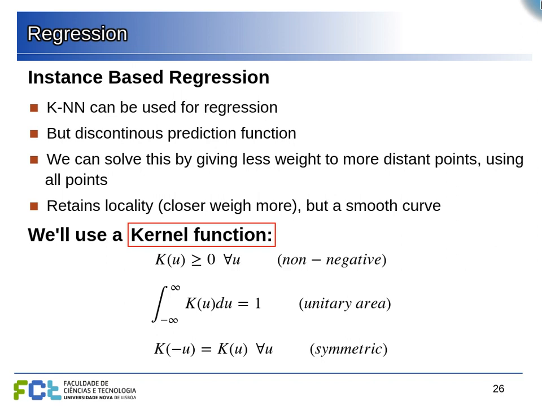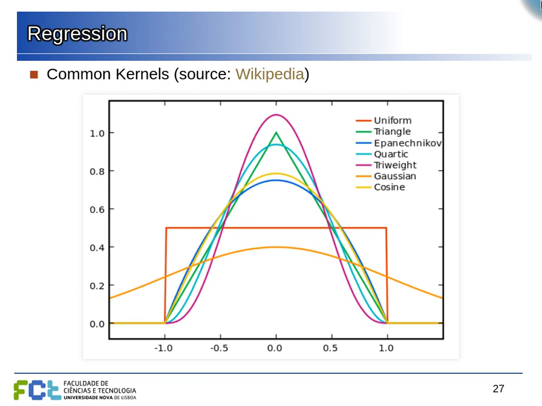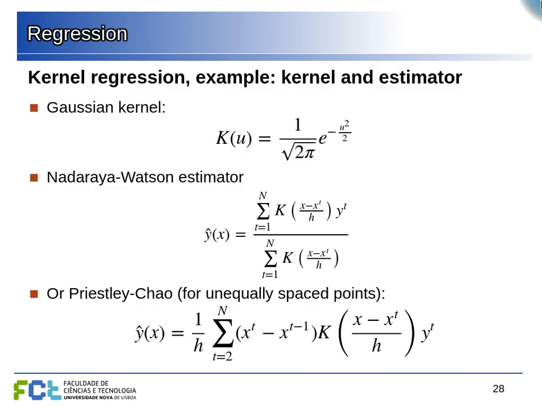So here are some examples. We can use a uniform distribution, a triangle, a Gaussian, cosine, and so on. There are many different functions that we can use as kernel functions that have these properties. And these functions can be used to weight the different examples depending on their distance. For doing this kernel regression, we need the kernel function, and then we need a way to weight the different examples using the kernel function. So basically, we use a kernel and an estimator.